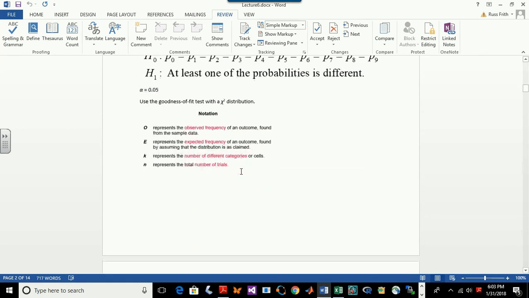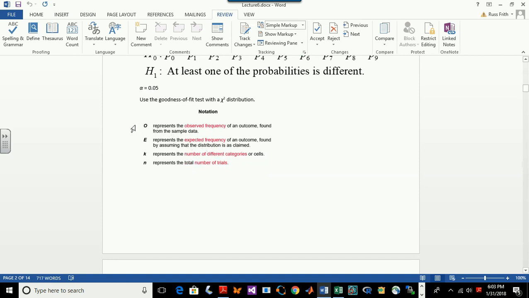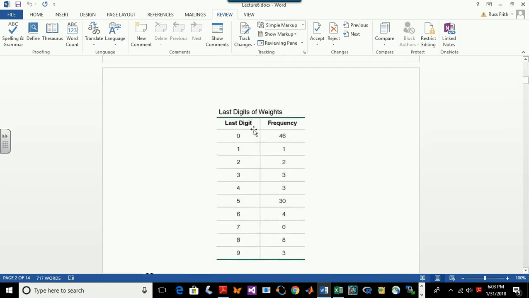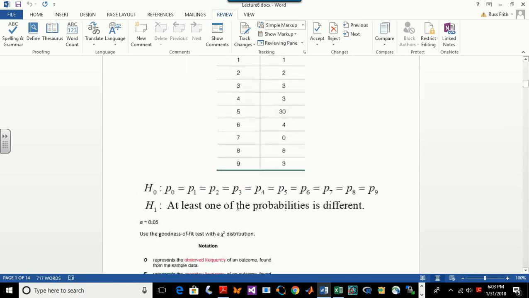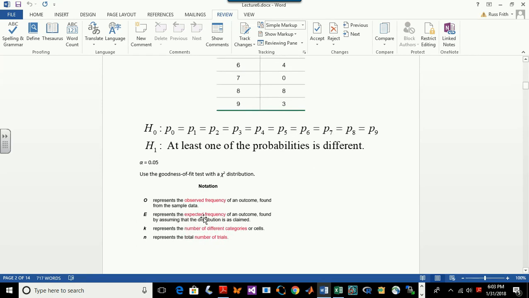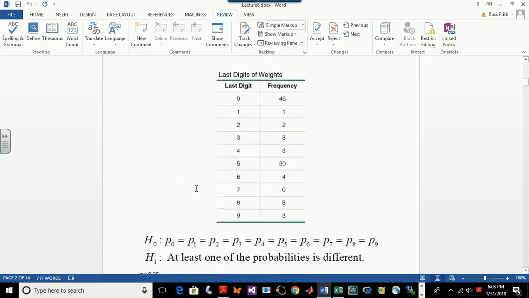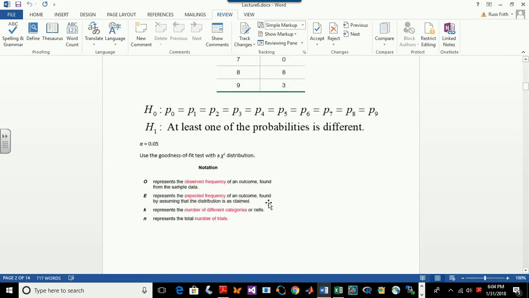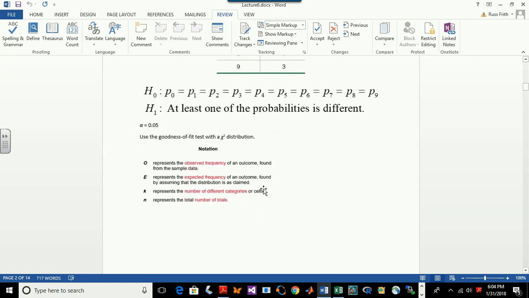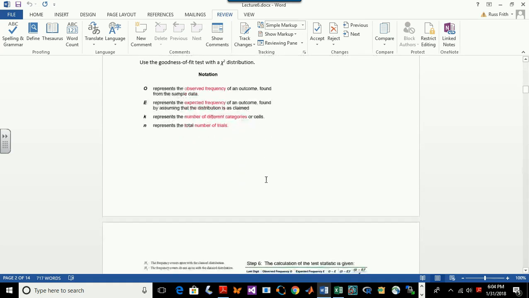All right, so let's talk about some notation. O, uppercase O, represents the observed frequency of an outcome, and it's found from the sample data. So these are your observations right here, the frequency observations. E represents the expected frequency of an outcome, found by assuming that the distribution is as claimed. If all the members of the sample acted in good faith, then each of the frequencies would be 10%, so the expected value of each of the frequencies is 10%. K represents the number of different categories or cells. I'll show you what that means in just a second. And N represents the total number of trials. Again, I'll show you that.